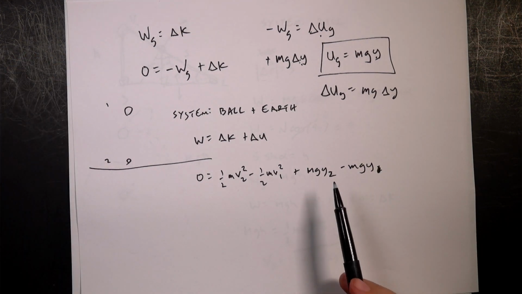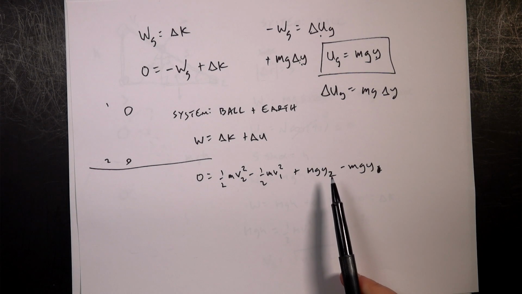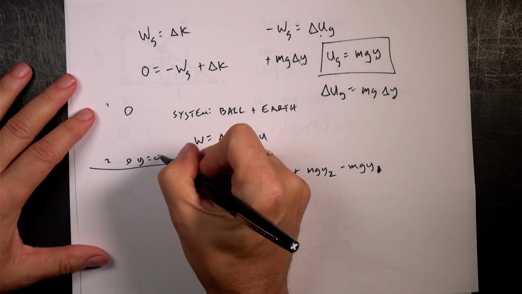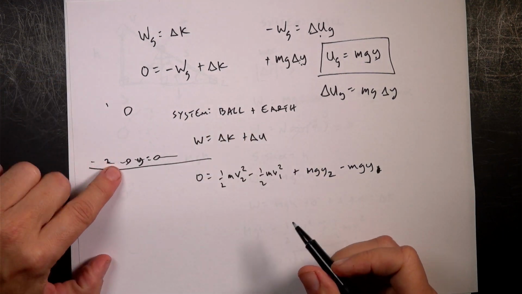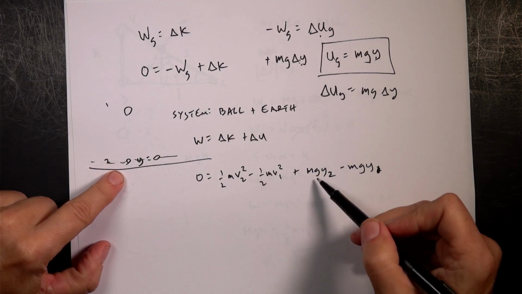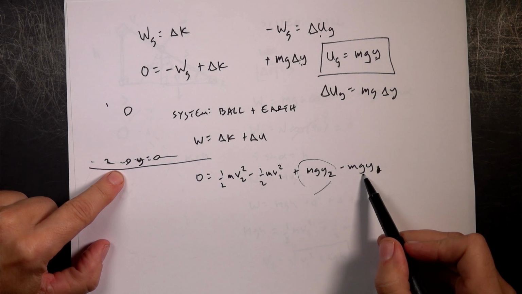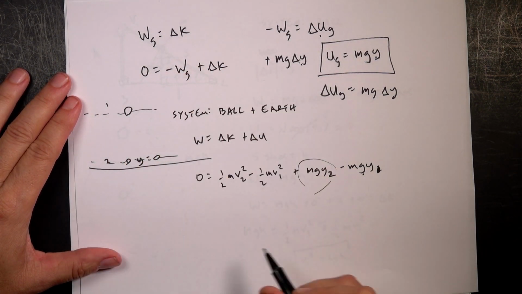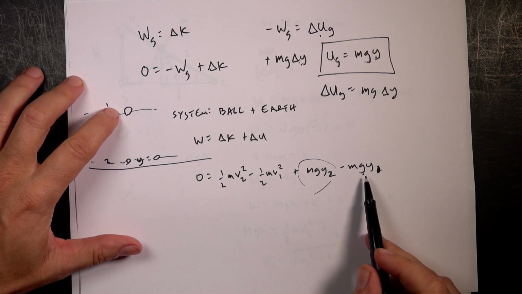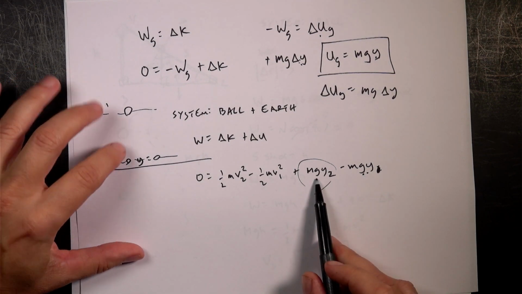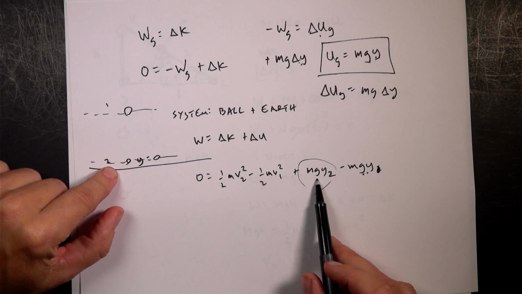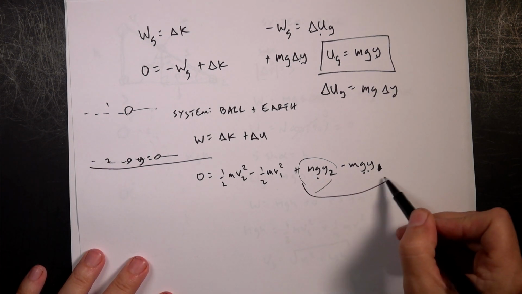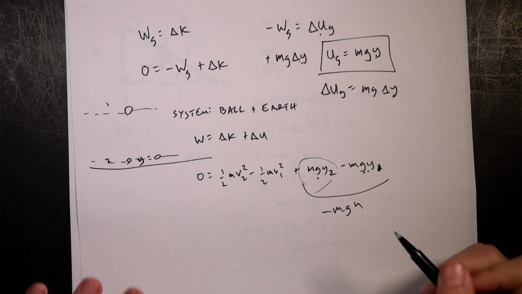So here's an important point. What's the y1 value, and what's the y2 value here? I could pick y equals 0 right down here. If I did that, then my final potential is going to be 0, and my initial is going to be negative mgh. I could also put y equal to 0 right here. If that's the case, then this is going to be 0, but the final potential down here is going to have a y value of negative h. So either way, this whole thing is going to be negative mgh.